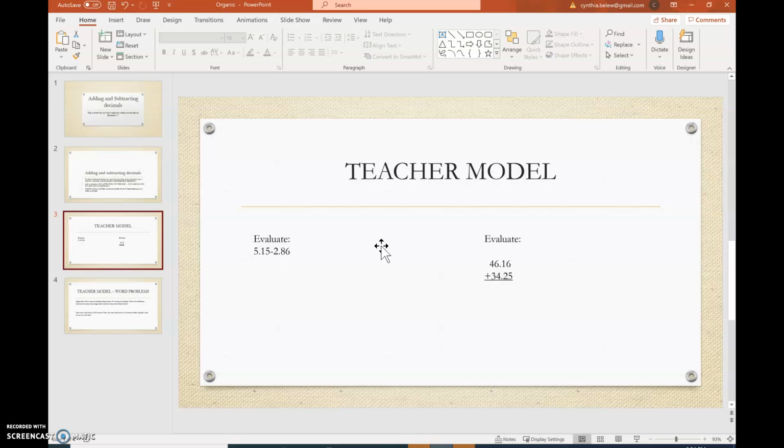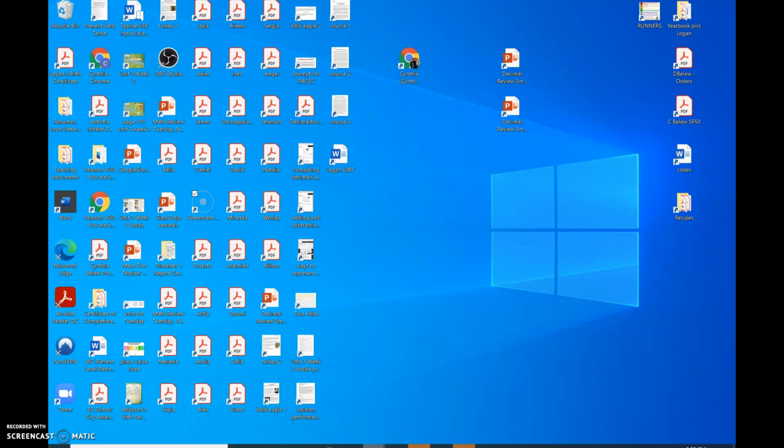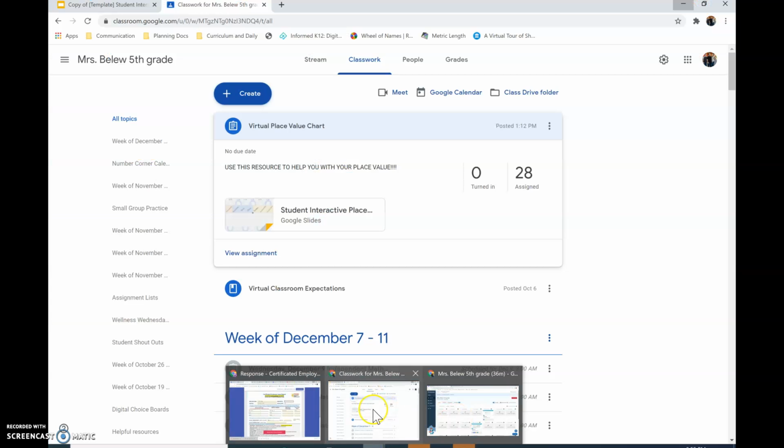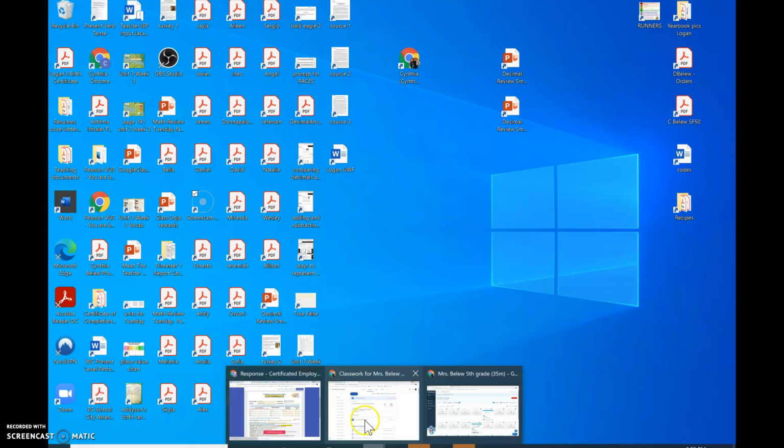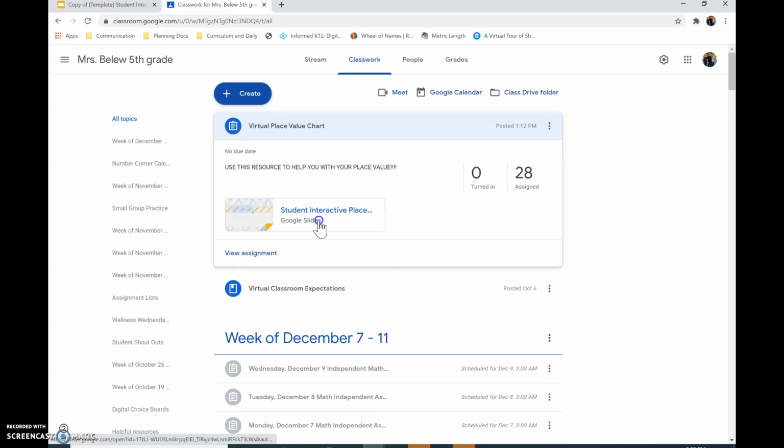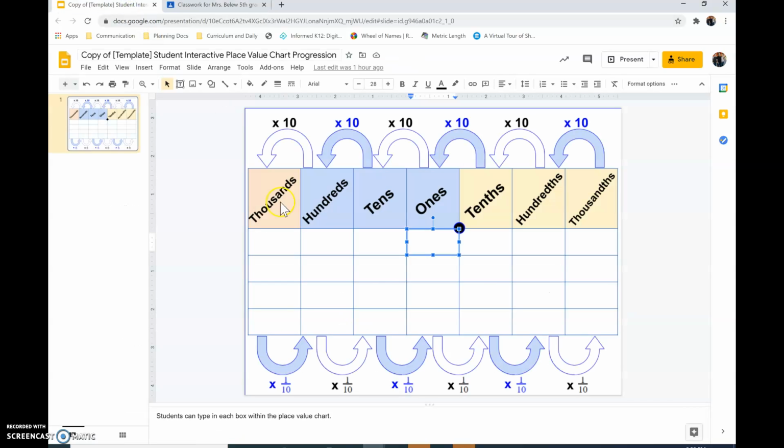So on the test, you will see the word evaluate and then the problem. So I see 5 15/100 minus 2 86/100. So I can use a place value chart to help me with this. So you would click here to get yours. I can't open that one and write in it. If not, it's going to write over yours.